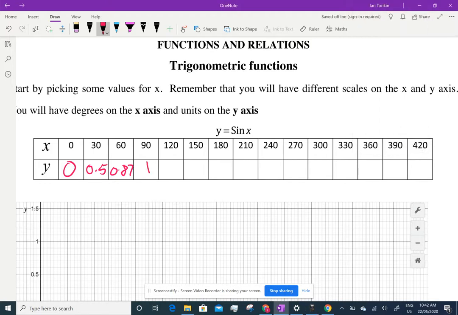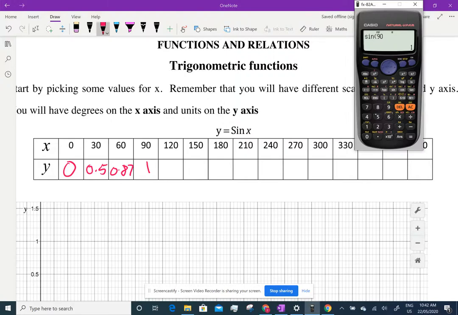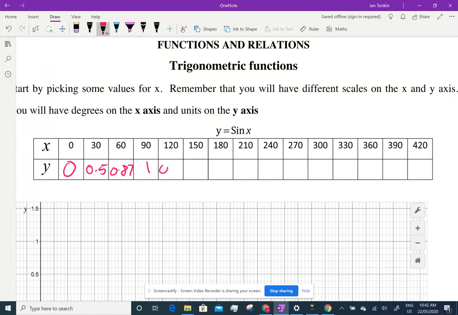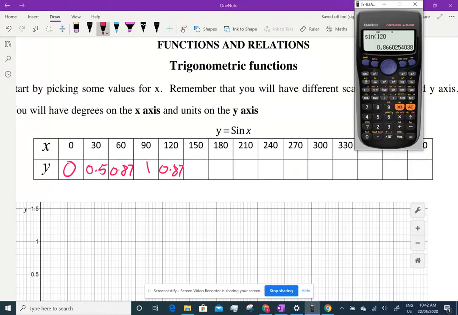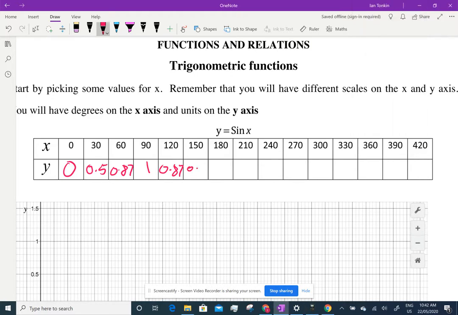1. Sine 120. Oh, look at that. It's the same as sine 60. That's interesting. 0.87. Sine 150. Isn't that interesting? It's the same as sine 30. Look at these values. What do you notice? 0.5, 0.5, 0.87, 0.87, 1.